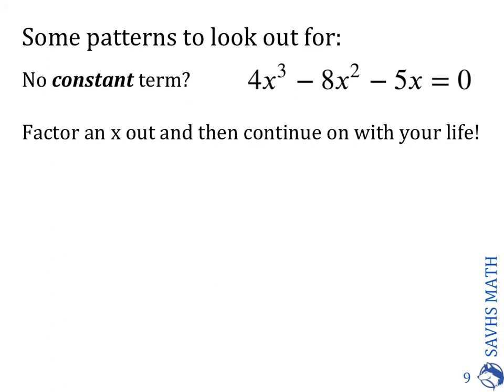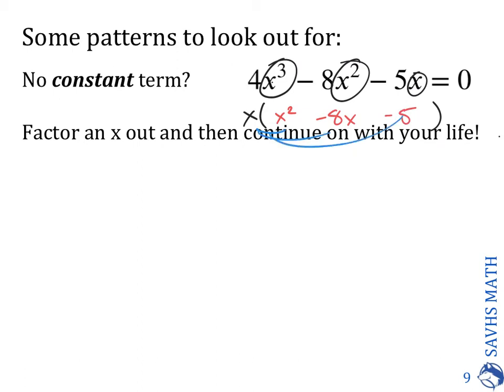One other thing I wanted to bring up is something that I had said already. I have common terms in these, and so I can pull an x out. What I'm left with is x squared minus 8x minus 5. The reason I know that is because if I distribute these back through, I will get back to what I had here. This is equal to 0. Again, you can apply quadratic strategies here.